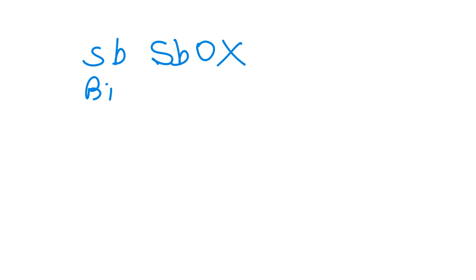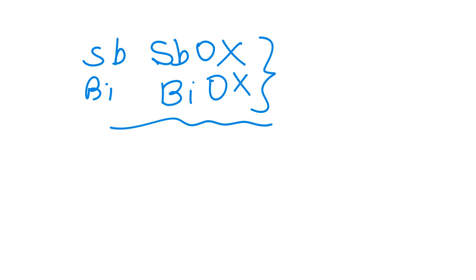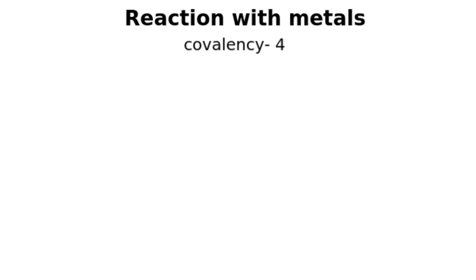Then Sb and Bi, as we have seen, it will form only the oxohalides, right? Why? Because the other halides that the other elements form are unstable, so it reacts with halogen and forms the oxohalides. Now next is reaction with metals. Next property.